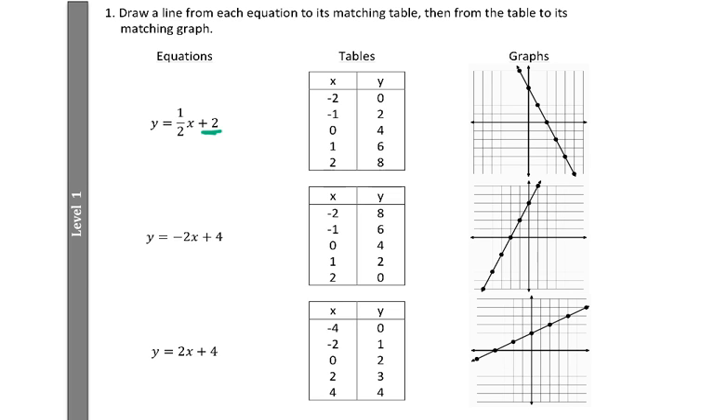Let's see if we can find a table with a y-intercept of 2. Well, this here has a y-intercept of 4, so it's not that. This has a y-intercept of 4, so it's not that, so it must be this one down here. So let's go ahead and draw a line. We know already that that's going to be a matching table.